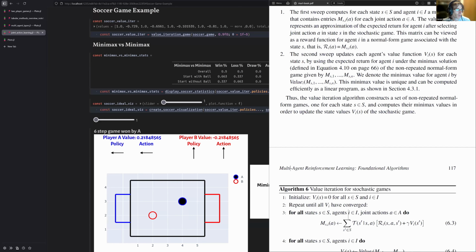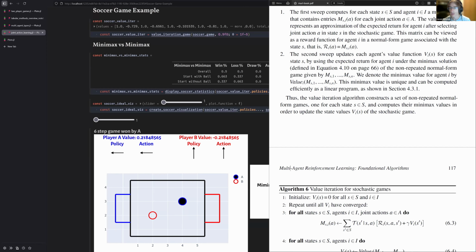And the first sweep is calculating these M values. And these are a unique value for every state, agent, and joint action. But the point of these values is, once you slice this in terms of the states and agents, look at the joint actions. If it's a two-player game, then the joint action space is two-dimensional. There's one action for each of the agents. And that would make this a matrix, or the joint action space, you can index it like a matrix.